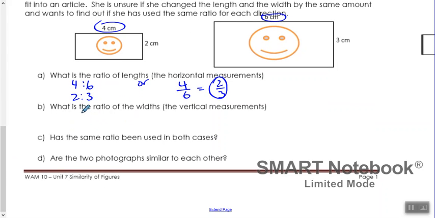So the ratio of the widths, if I take a look, I have 2 centimeters to 3 centimeters. Okay, so 2 centimeters to 3 centimeters is also 2 over 3. So the same ratio has been used. Yes, it has. So are the two photographs similar to each other? Yes, Debbie doesn't have a problem. They are proportional. There will not be any picture distortion.